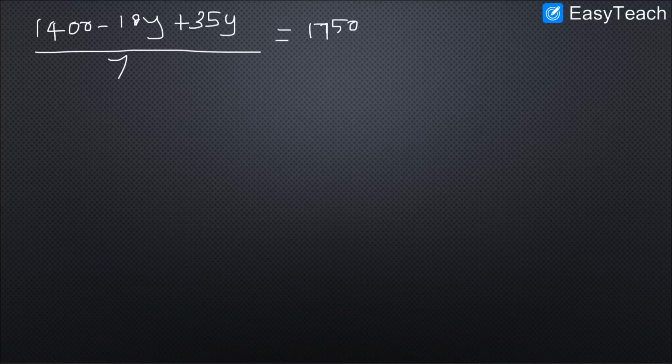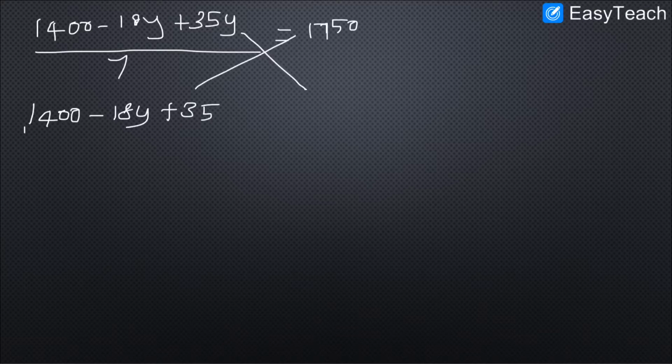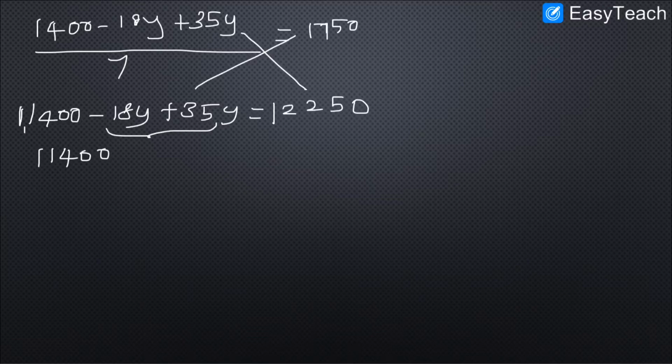The next step, so this was our previous step. The next step I'm going to cross multiply. So 7 into 1750, and 1 into this one. So let me write 11,400 minus 18y plus 35y equals 7 into 1750, which gives me, I'm going to write the answer directly, 12,250. So here 11,400. If we add these two, I get plus 17y.